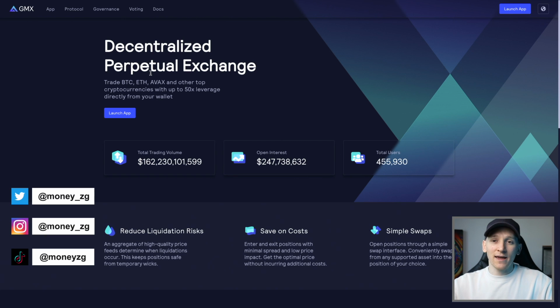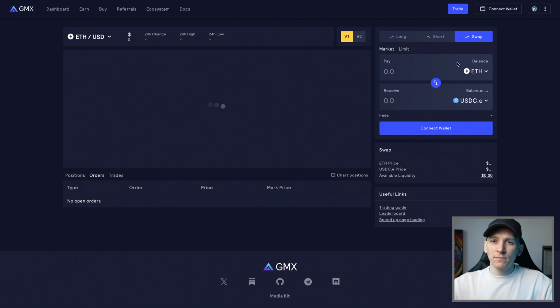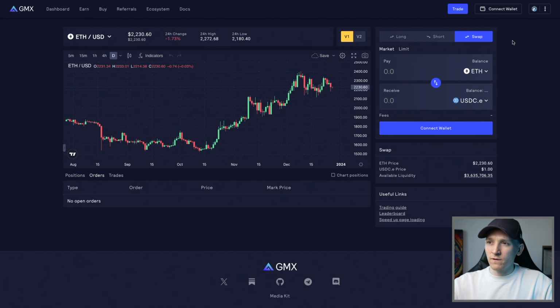First, we need to connect a wallet to GMX. GMX is a decentralized exchange, so we're going to click Launch App. Now, both Arbitrum Network and Avalanche Network are supported for this app right now. Which one should you choose?